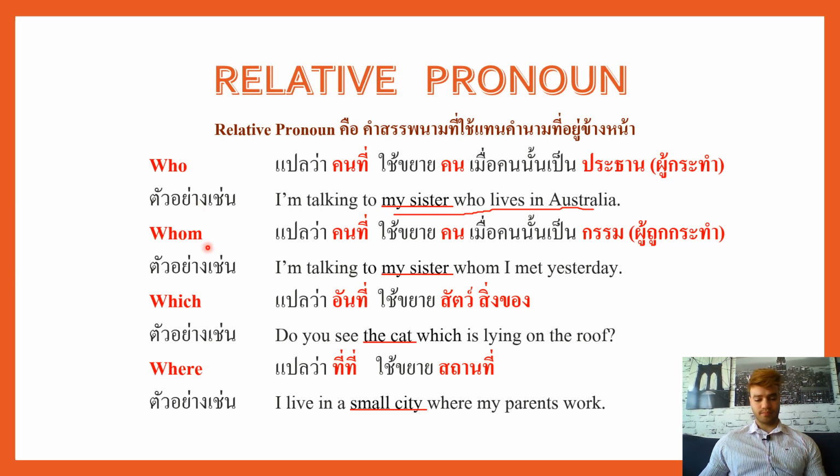So who, whom. Number three, which. Which refers to things, objects, or animals. For example, do you see the cat which is lying on the roof? Here we use which in this case because the cat is an animal. An animal or an object, for example, the car, the cell phone, the keys, any object.